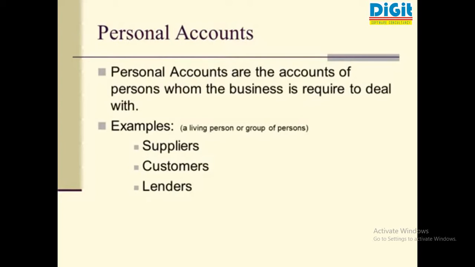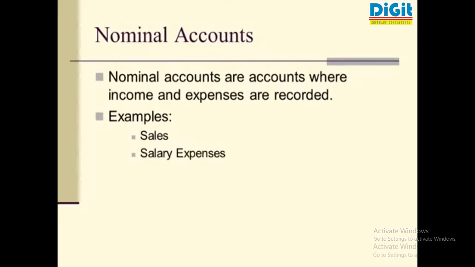Like here, these are living persons or groups of persons, like a supplier or customer, leaders, or you can say the owner's account itself also comes under personal account, or a bank, or any business house, firm. So they come under personal account. Okay, and nominal accounts are of income and expenditure type.